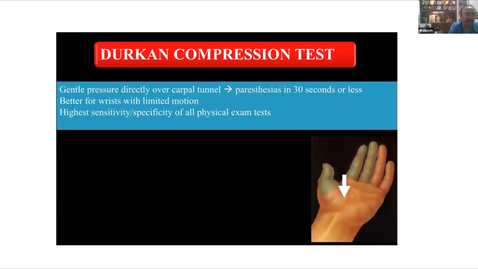The direct compression test, or the Durkan compression test: for 30 seconds you press over the carpal tunnel exactly at the distal point, and you can reproduce all the paresthesias which the patient complains of. Now you can do a double compression test. You do a Phalen maneuver and also compress directly on the carpal tunnel. This also reproduces the symptoms in mild cases. In mild cases, this is another easy way.